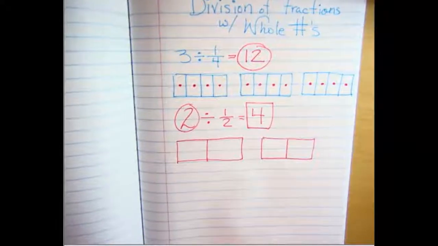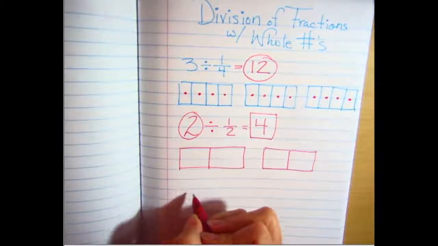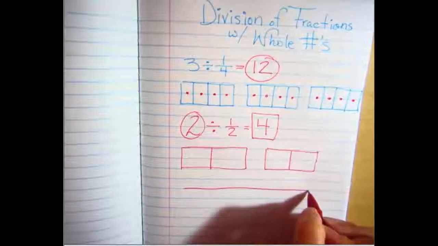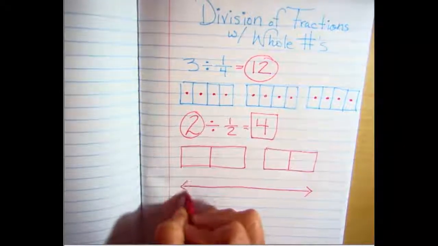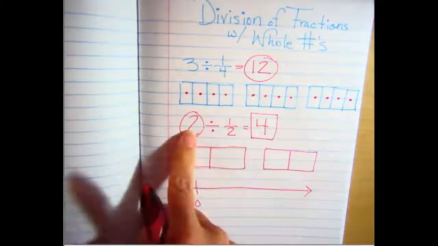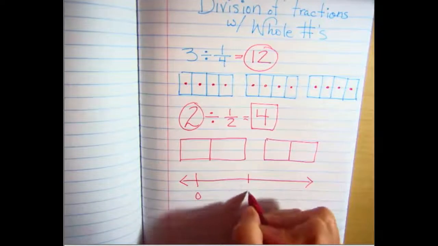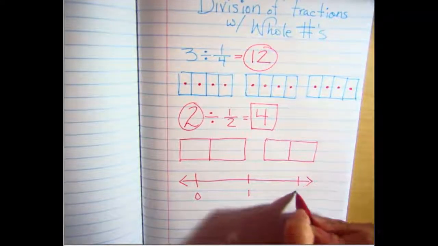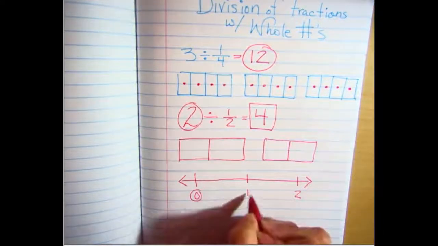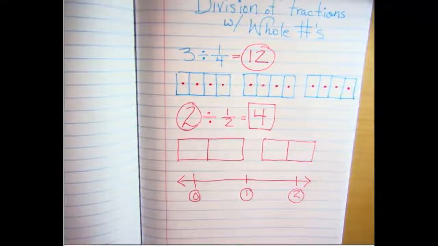Another way you'll see it in the book is they'll have number lines. The number lines get kind of confusing, especially if you're dealing with small fractional pieces. So I'm going to do the same 2 divided by 1/2 with a number line. So I'm going to draw my number line and do 0, 1, and 2. And I always tell kids, when you get to the number line problems and fractions, pretend you're looking at a ruler.